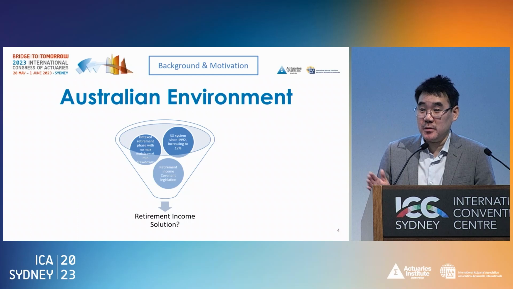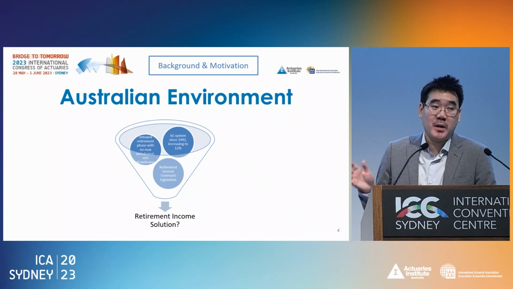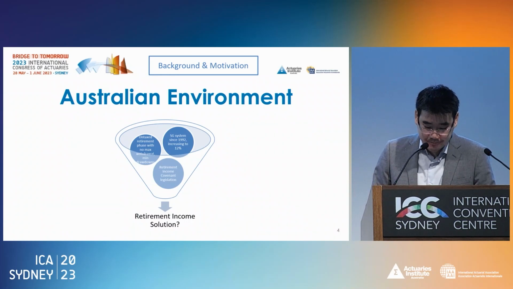So unlike other countries, in Australia, when you get to that phase, you can take all your money out at any point in time, whenever you want. There is a minimum drawdown rate set in the legislation, which unsurprisingly we do see many members tend to anchor themselves to. And the other recent change is that the government introduced the retirement income covenant.